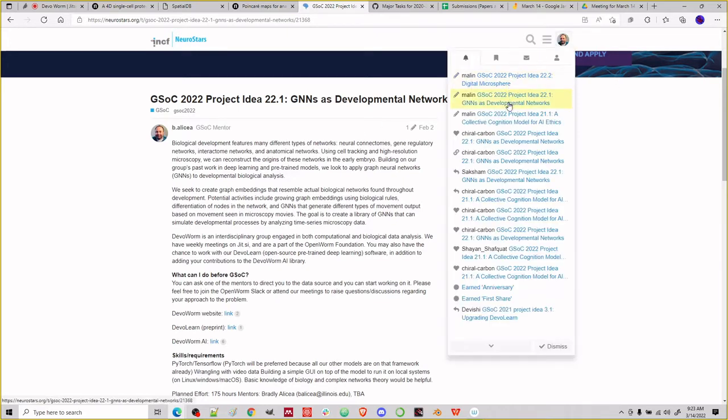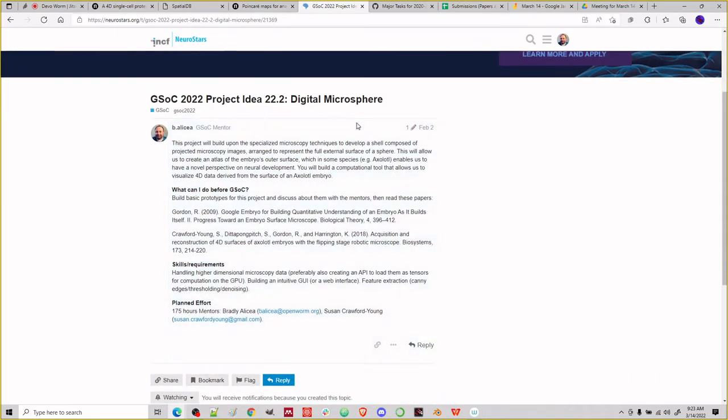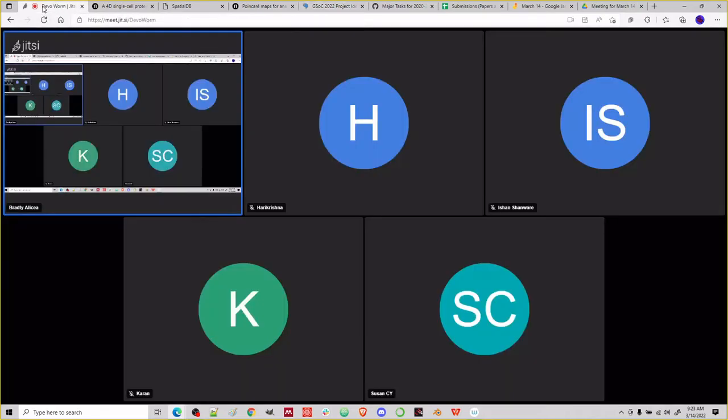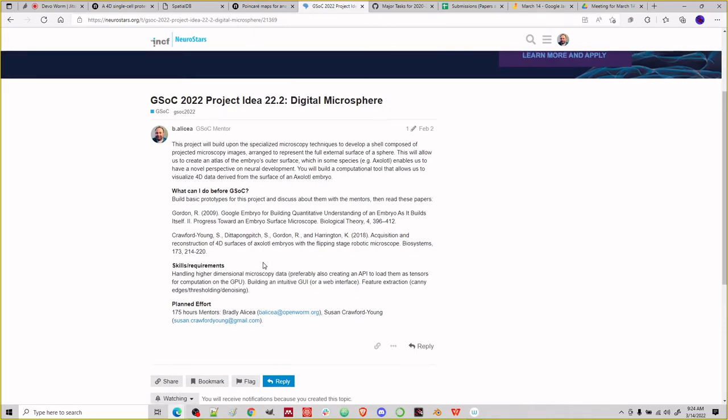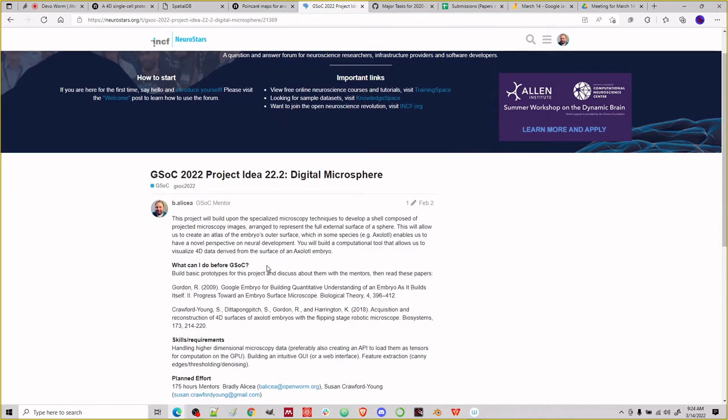So the Axolotl project is, can't seem to find that one. Oh, here it is. The digital microsphere, which is what the Axolotl project is. And here are the papers that Susan was talking about, the 2018 paper. I think Susan had a 2020 or 2021 paper as well, if I'm not mistaken. I think I can add it, and it's just the citation. This is the place to be if you want to learn more about the project. I don't think I've had any comments on it, so we'll try to go through Neurostars, and we'll try to go through the Slack for people.